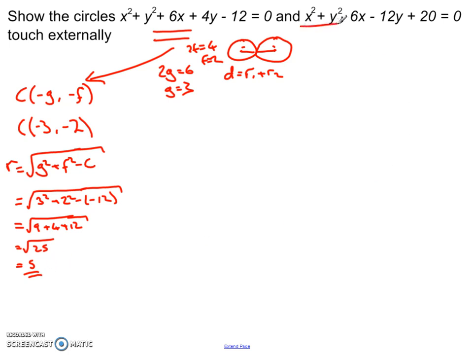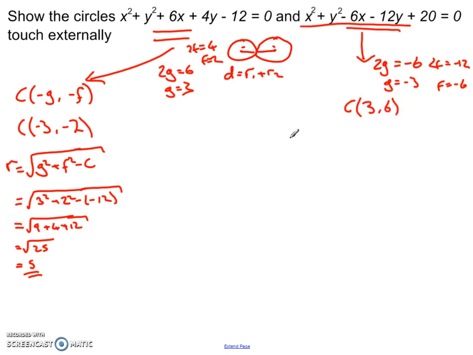I now do the same sort of thing with this second circle here. So if I take it down, I've got my 2g and my 2f. My 2g for this one is equal to negative 6, my g is equal to negative 3, my 2f is equal to negative 12, my f is equal to negative 6. So from that I can say my centre, again given by negative g, negative f, is at 3, 6.